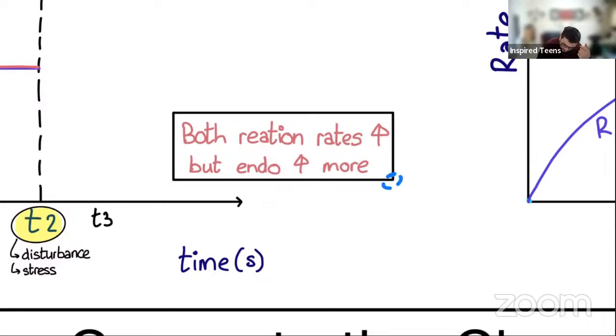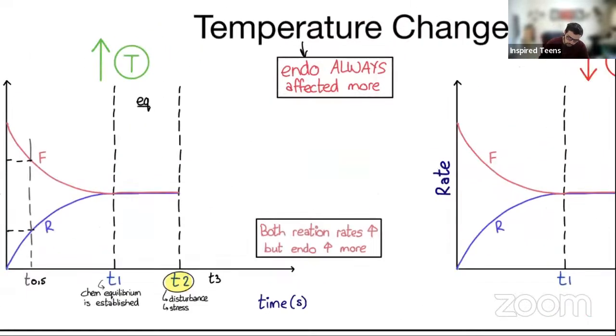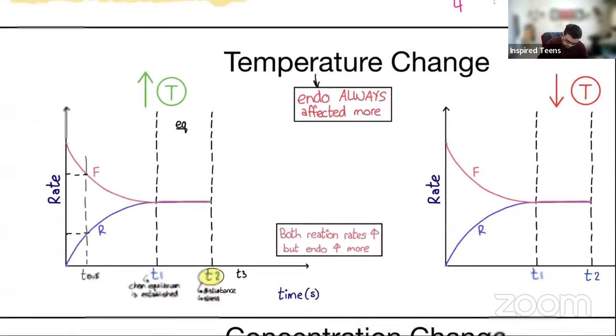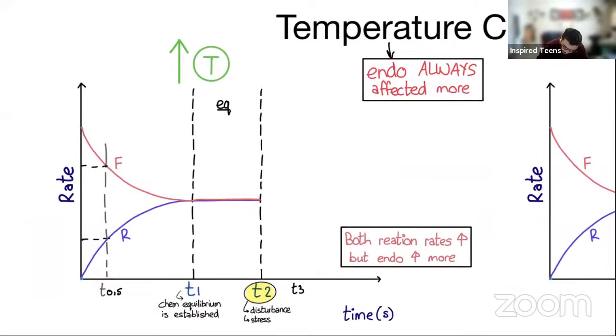Both reaction rates increase, but the endothermic reaction increases more. So what you need to remember, we'll get back to that. So let's do that change. Both reaction rates increase. So the forward reaction rate would increase, and the reverse reaction rate would also increase.